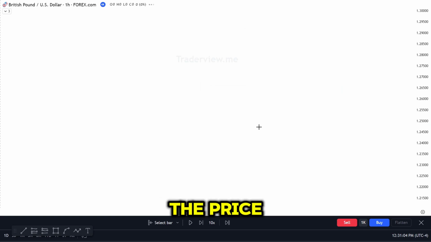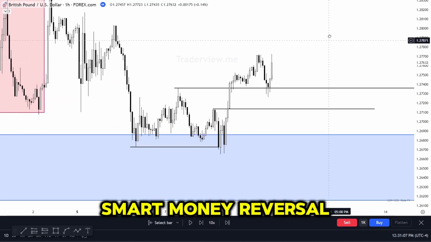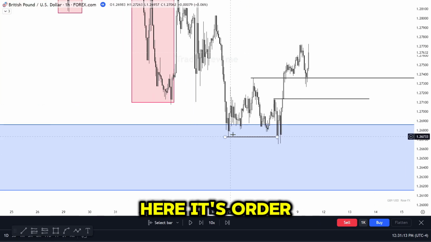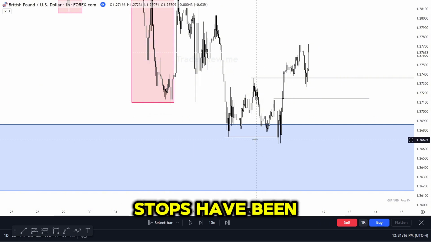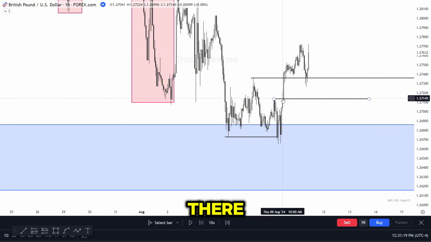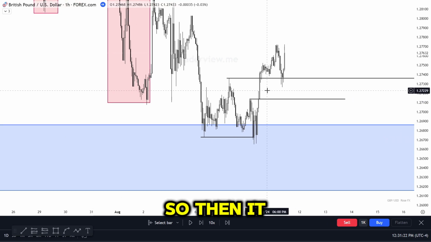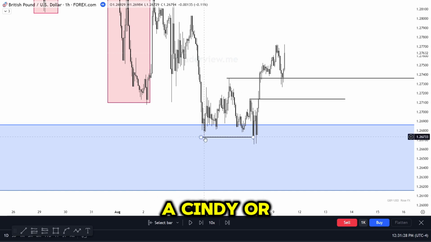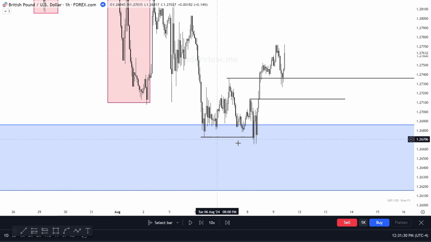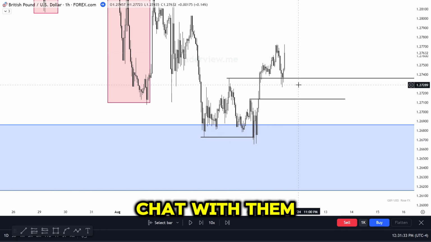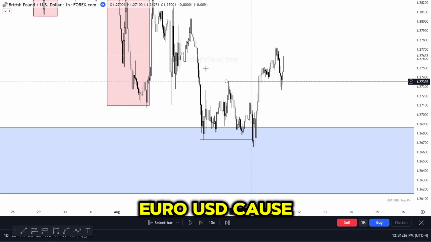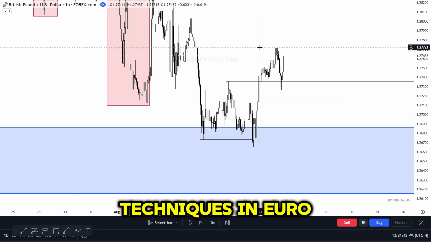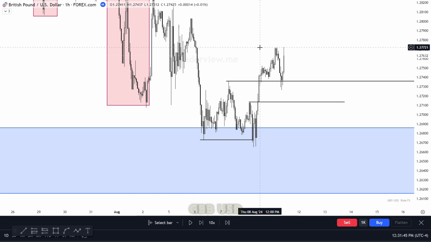I have to make sure that the price is doing a smart money reversal and an order pairing. Over here you can see there's an order pairing. Here it's an order pairing. You can see all the sell stops have been taken out and the market structure shift is there. A 1 hour market structure shift is there, so then it is considered an order pairing. And also there's an SMT, or smart money reversal, over here. You can check this chart against Euro USD, because since I'm on GBP USD, you can look for smart money techniques in the Euro USD chart if you are willing to take trades on GBP USD.